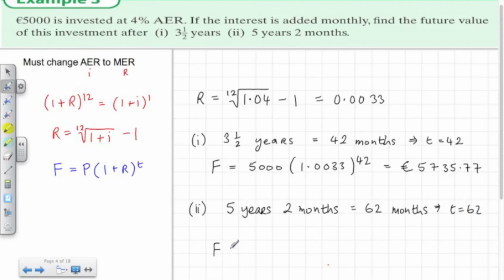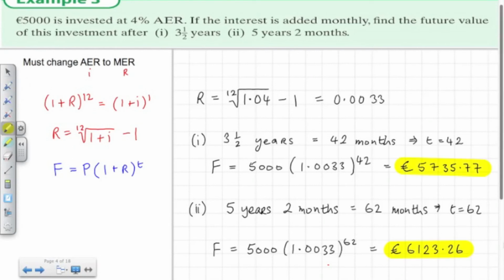Again, sub everything into the formula for future value, and we have 5,000 multiplied by 1.0033 to the power of 62, and this time the answer is 6,123.26. And that's how you change the rate of interest. Important.